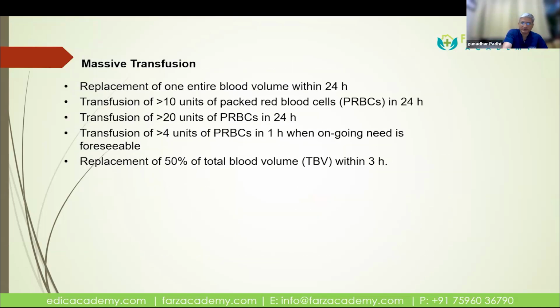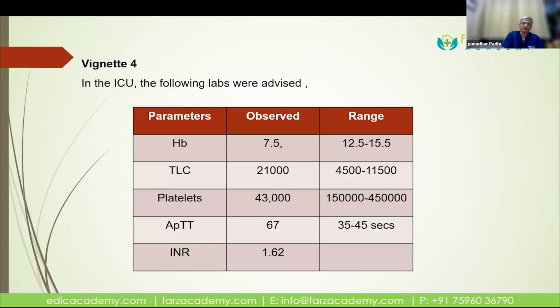These are the different lab parameters in the ICU. You see that the hemoglobin is still on the lower side, the platelets are on the lower side, the INR is deranged, and the APTT is also deranged. So, what is this clinical scenario you think of? Obviously, you have to rule out DIC at this moment, which might be induced by massive transfusion.